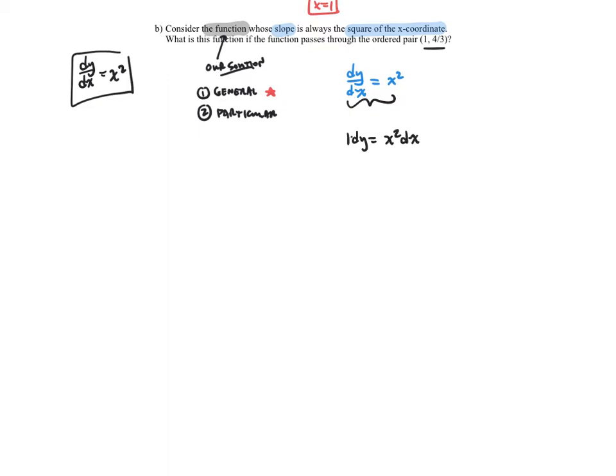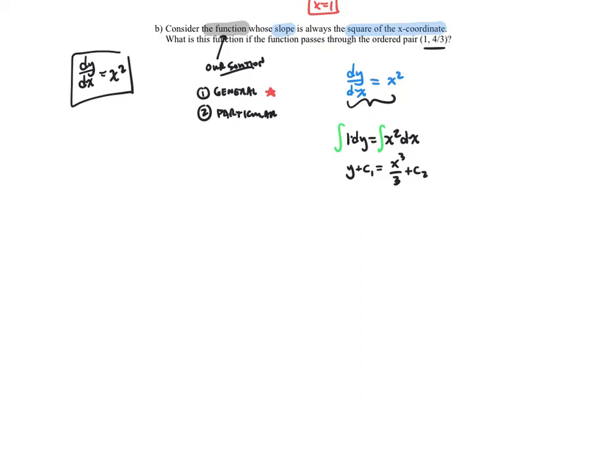And in doing so, I have separated my variables. Now you can think of this as 1 times dy. Now we have an equation with our variables separated: all variables y on the left, all variables x on the right. Now I'm going to execute integration, finding antiderivatives here. If I find the antiderivative of 1 with respect to y, I would get y plus, I'm going to call this c1. Of course, we add that constant of integration. On the right side, I get x cubed over 3 plus, I'll call this c2.